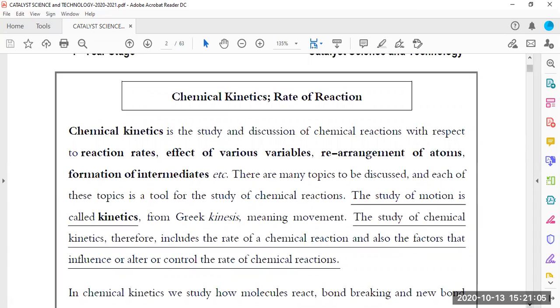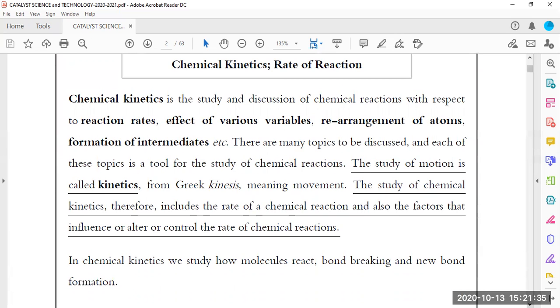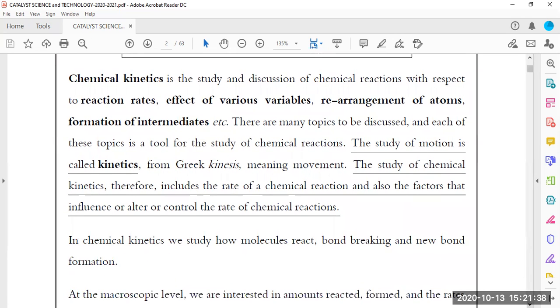So chemical kinetics is the study of chemical reactions with respect to reaction rates, or the effect of various variables, such as temperature, stirring, light, or catalyst, or whatever. So there are many topics to be discussed, and each of these topics is a tool for the study of chemical reaction.